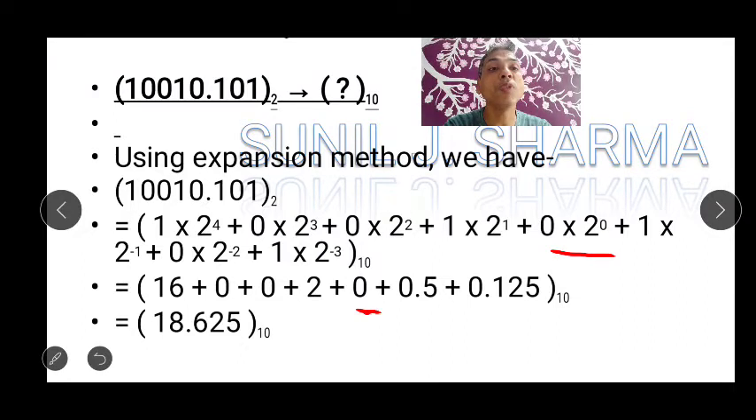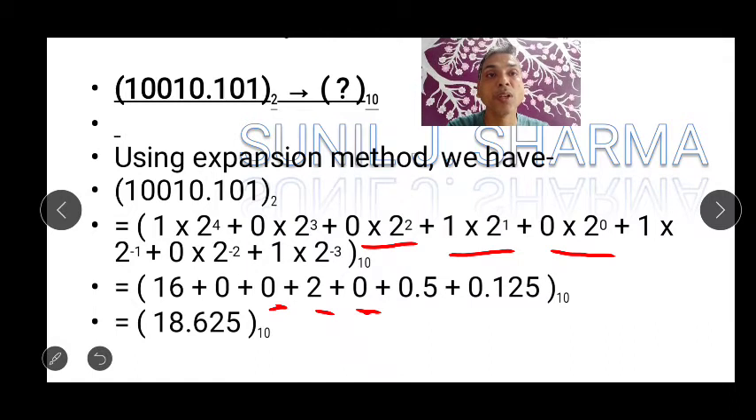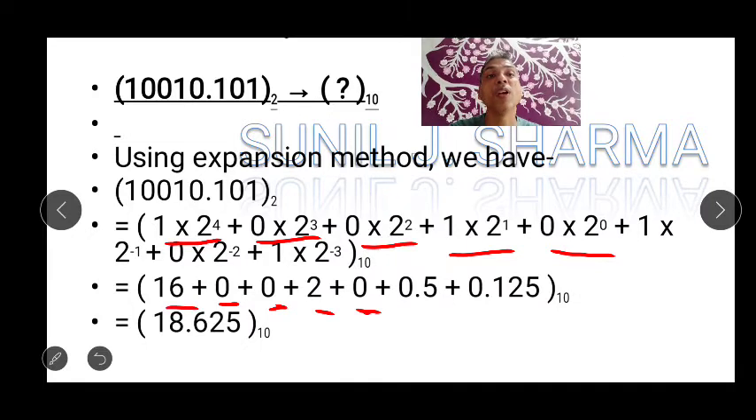Then 2 raised to 1 will be 2, so 1 into 2 is 2. Then 2 raised to 2 is 4, but since it is written as 0 into 4, here also 0 will come. Then 2 raised to 3 is 8, but this is also multiplied by 0, so this is 0. 2 raised to 4 is 16, so 1 into 16, that's why only 16 will come. Now I hope everything before the decimal is covered.